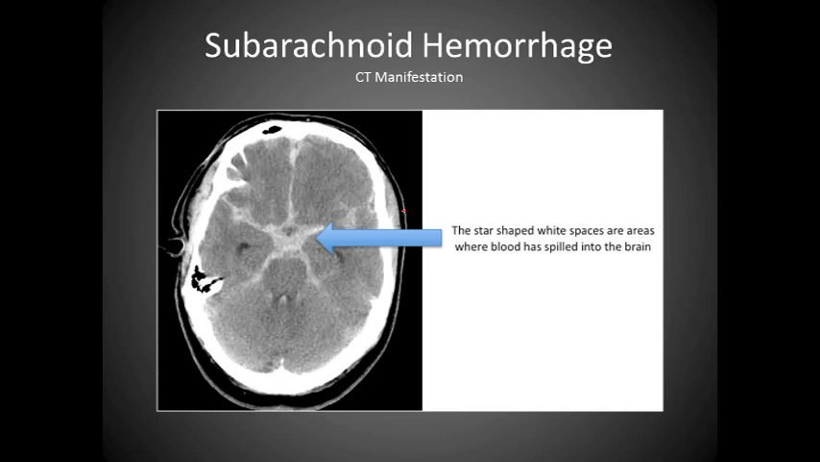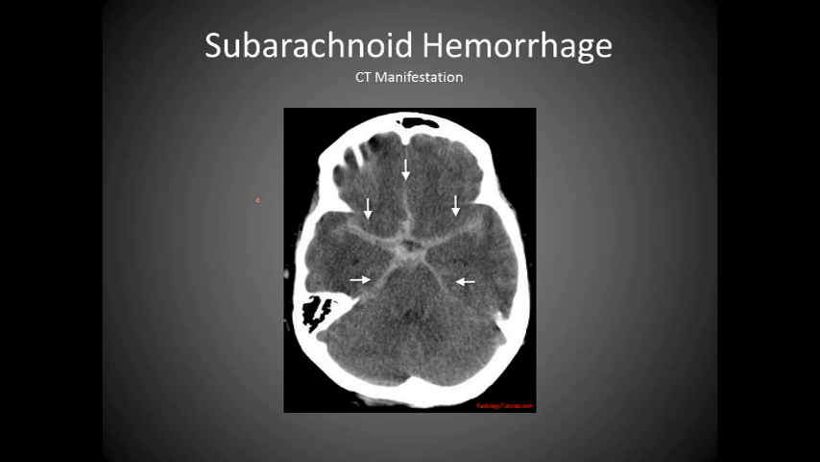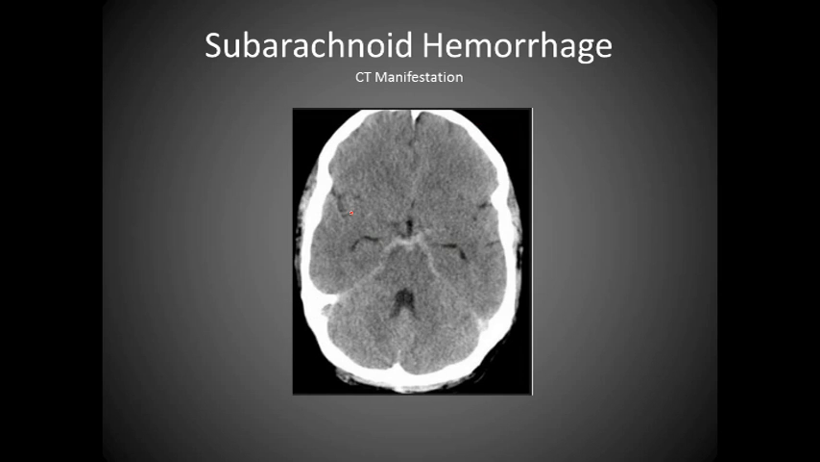So here is a subarachnoid hemorrhage, and notice that we have pretty much a star pattern where it is going into all of the spaces of the brain. So here we see again subarachnoid hemorrhage. Notice the star pattern here. Here we see some portion of it.